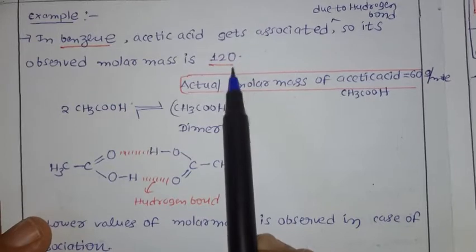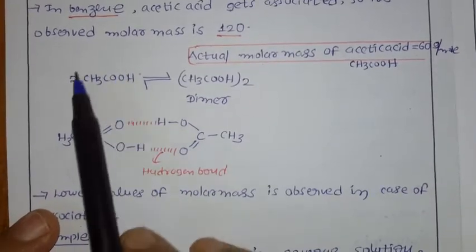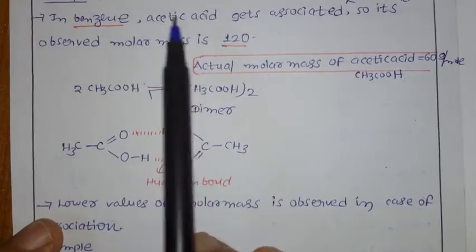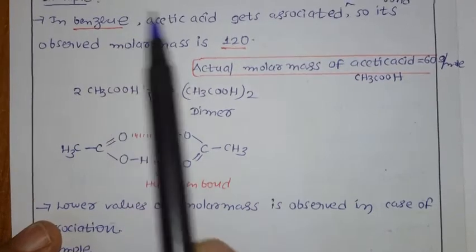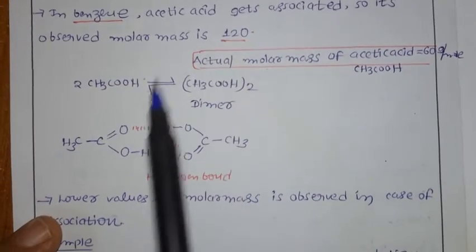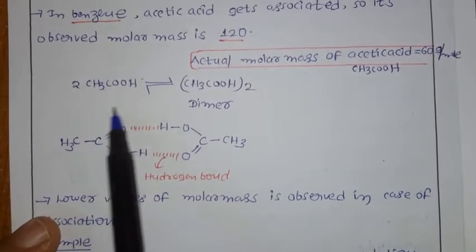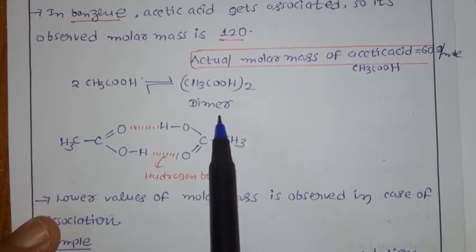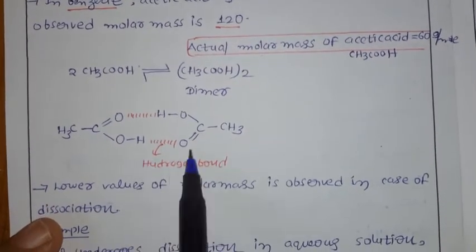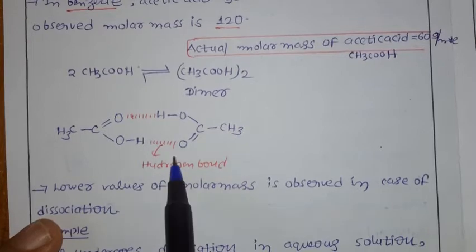grams. Why? Because when you add benzene to acetic acid, benzene is a solvent and acetic acid is a solute. When you add it, this acetic acid solute undergoes dimerization. How? With hydrogen bonding. Here you can see hydrogen bonding.